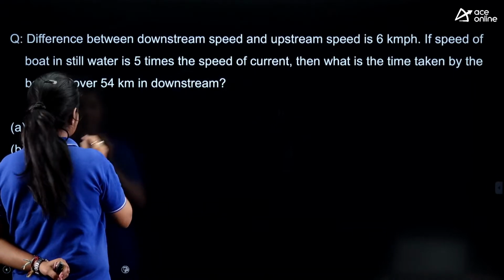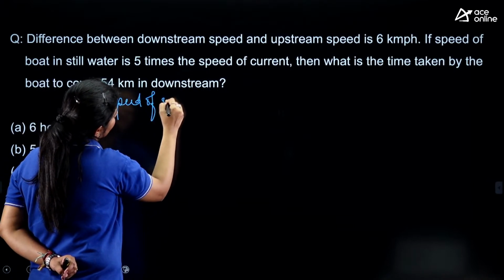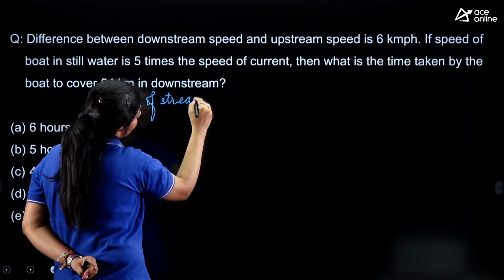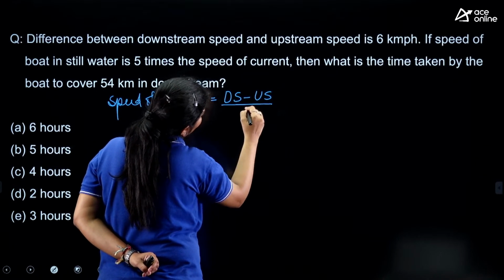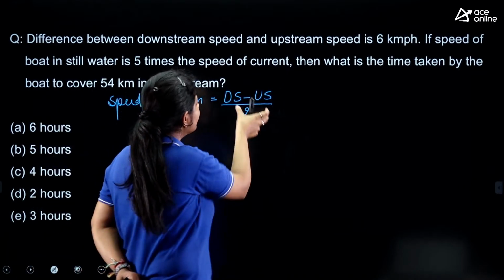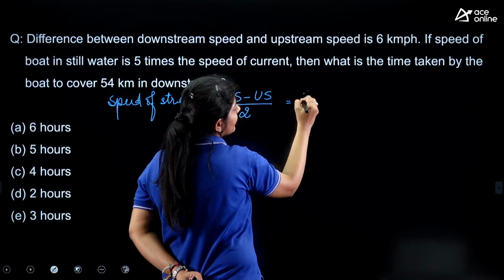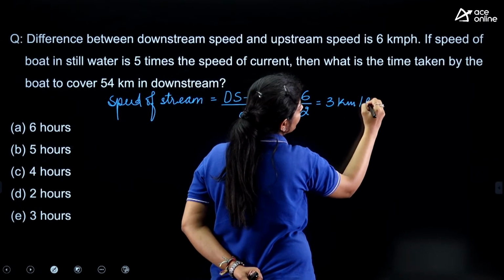So if we want to find the speed of the stream, the speed of stream is downstream minus upstream divided by 2. This is our formula to calculate the speed of the stream. Here the difference is given as 6. So 6 by 2 is 3 kilometers per hour, right?